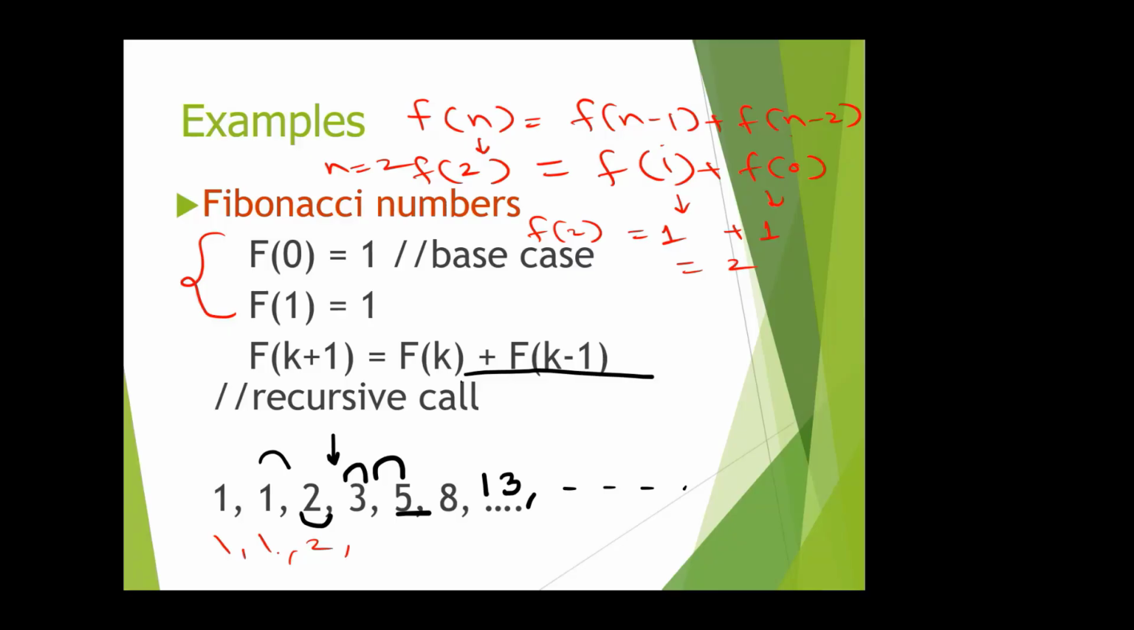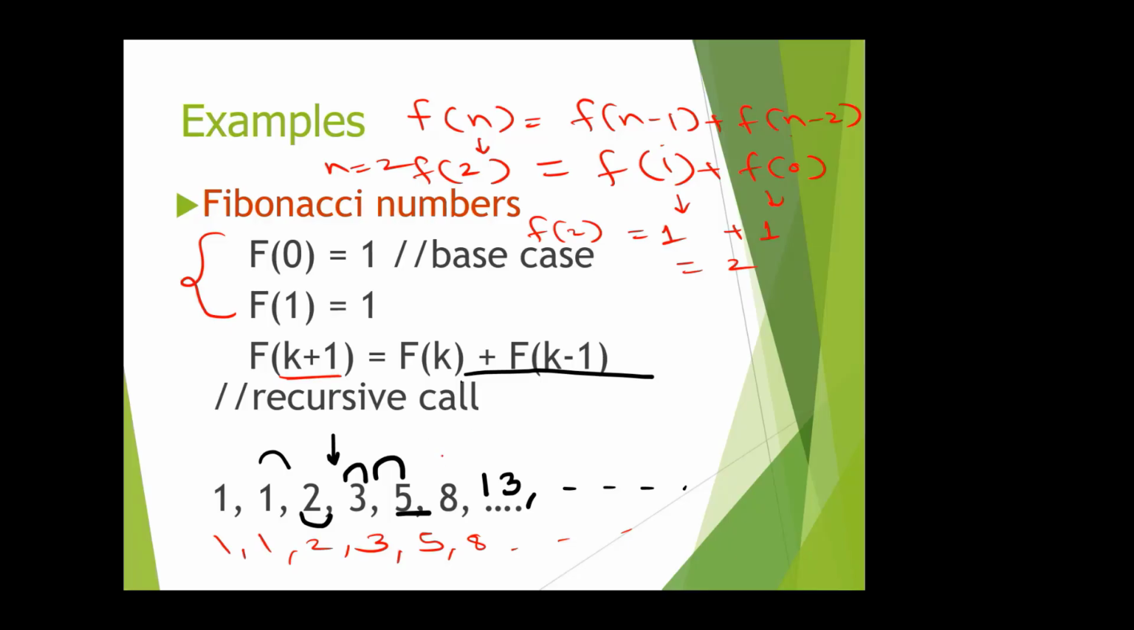Then the next number will be the addition of 1 and 2, which is 3. The next number will be the addition of 2 and 3, which is 5, then 8. Here, instead of small f, they have used capital F, but again, F of k plus 1 is equal to F of k plus F of k minus 1. So this is another way of saying the next term is the addition of the present term and the previous term. In other words, any nth term requires me to know n minus 1 and n minus 2.